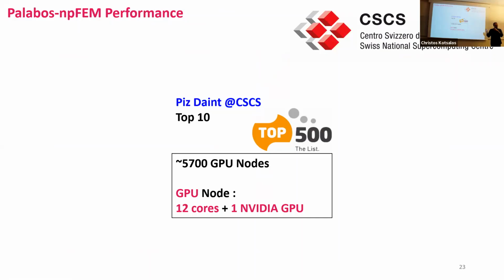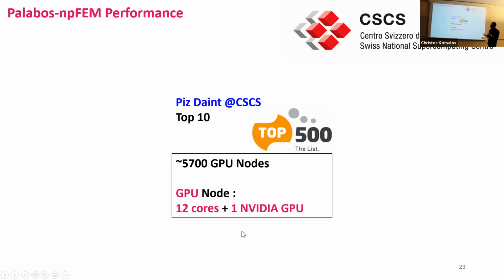Of course, if we put all these pieces together, at some point we have to wonder if our framework, Palabos NPFM, is performing well. So for this, we need to run some performance tests. And for this, we used the Piz Daint supercomputer located at the Swiss National Supercomputing Center. And it's one of the fastest supercomputers in the world. This supercomputer has 5,700 GPU nodes. And every GPU node has 12 CPU cores and 1 NVIDIA GPU.